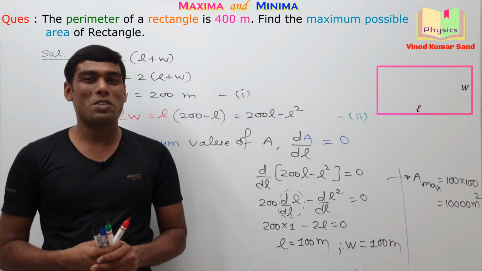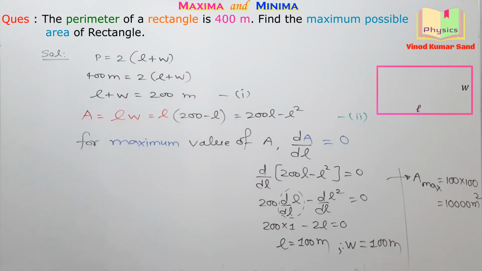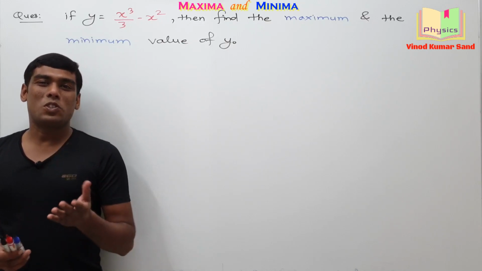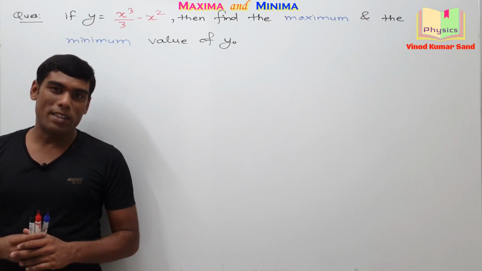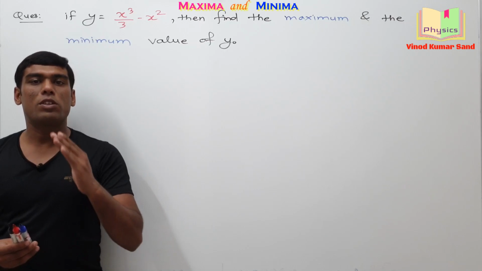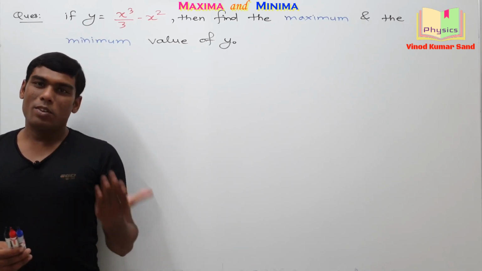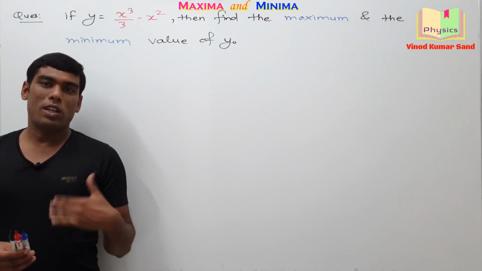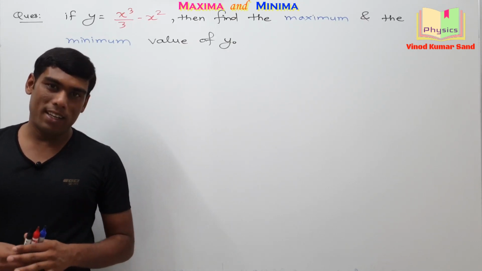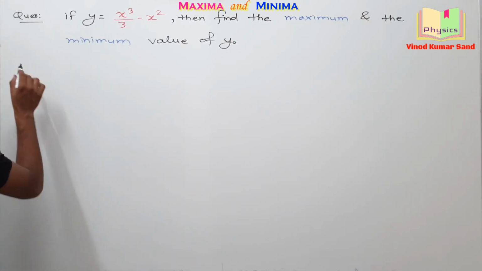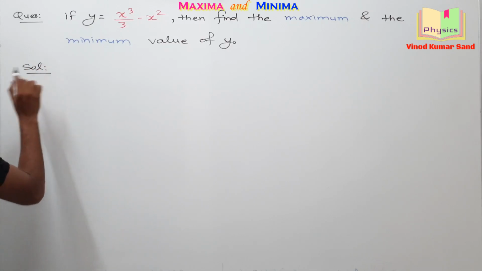Now, could you obtain that answer directly? It's similar to the previous question. You can note it down. It's a good one. I'll be taking up the next question then. Here is the next question. y is equal to x cube by 3 minus x square, and we need to find the maximum and minimum value of y. We can use the differentiation, we can use the maxima and minima, and we'll get the easy answer. So I'm starting the solution here.